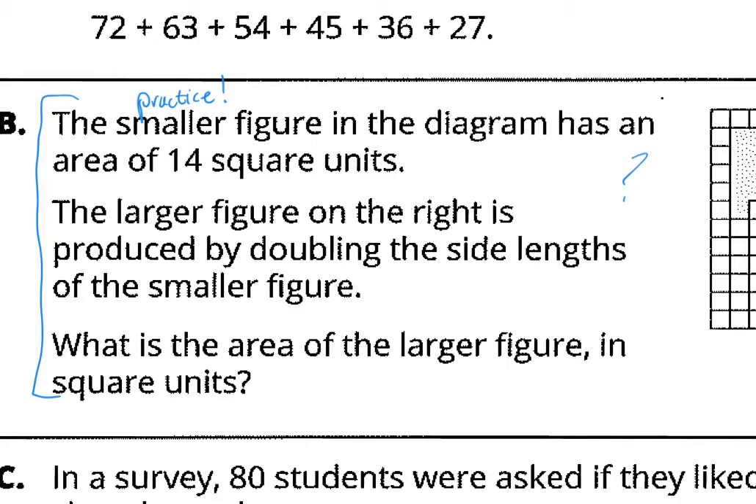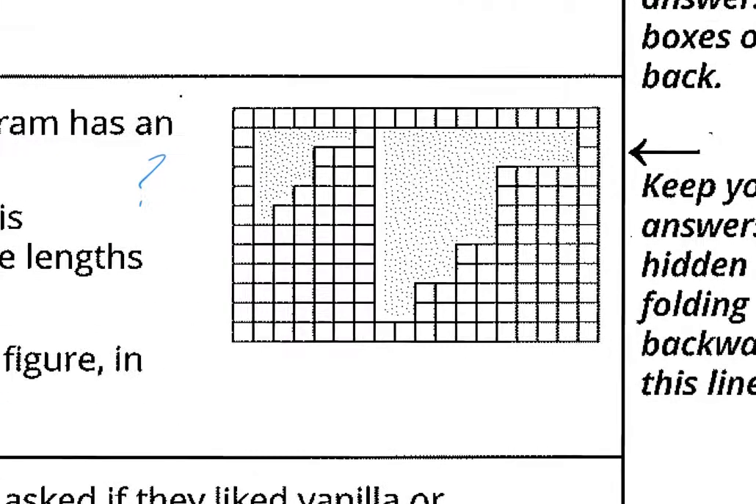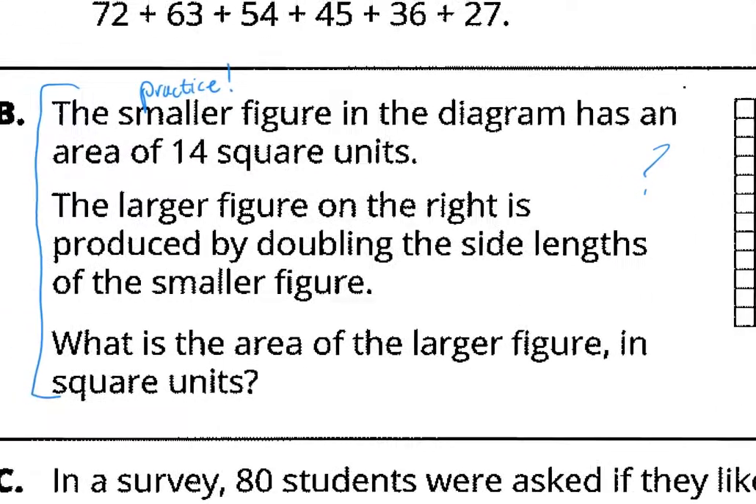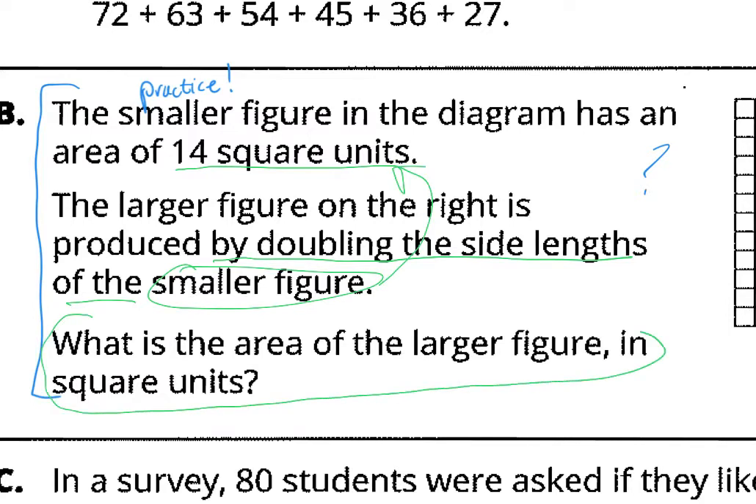Okay, gotta practice. So let's do 2 things. Let's read the question, let's look at the diagram, and then see if we can simplify. The smaller figure in the diagram has an area of 14 square units. The larger figure on the right is produced by doubling the side lengths of the smaller figure. We know that the smaller figure has 14 square units. Question time. What is the area of the larger figure in square units?